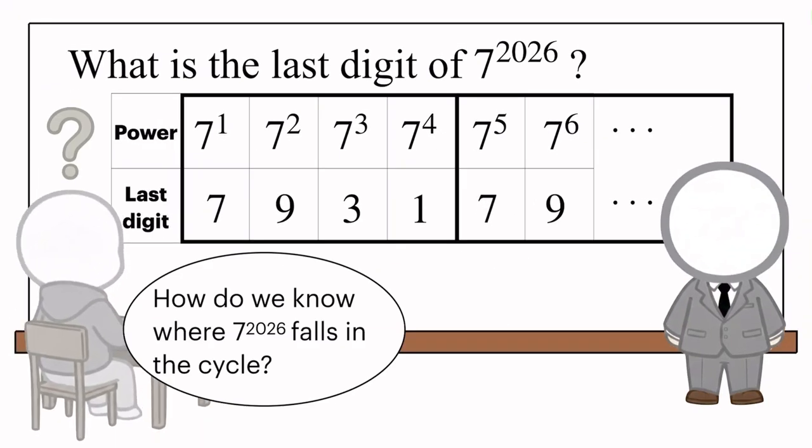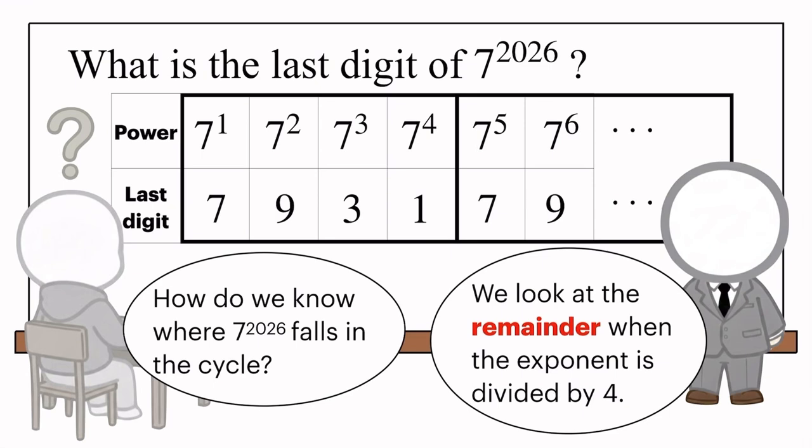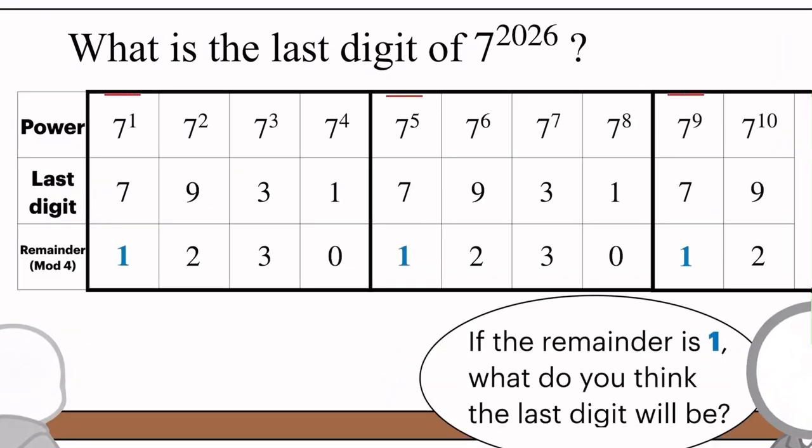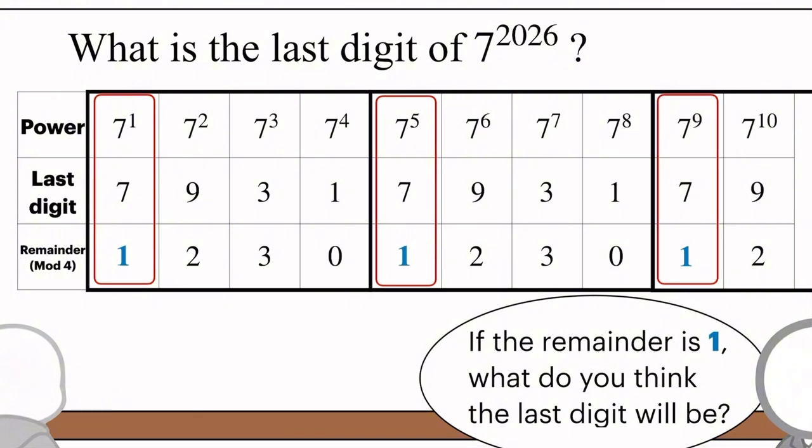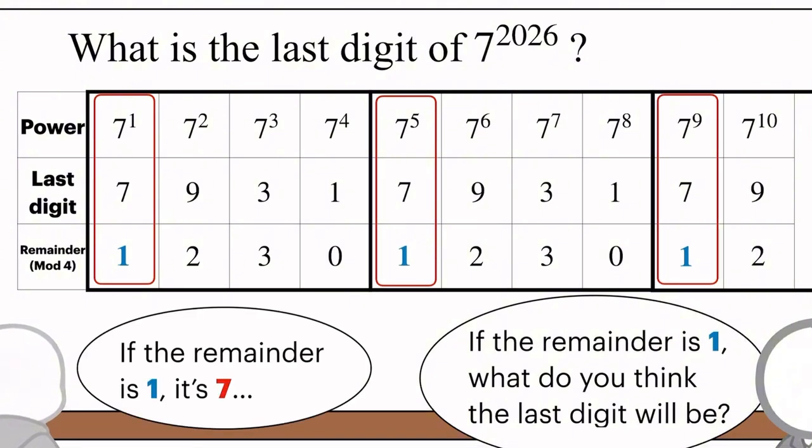Okay, but how do we know that? How do we know where 7 to the power of 2026 falls in the cycle? So we look at the remainder when the exponent is divided by 4. For example, if the remainder is 1, what do you think the last digit will be? If the remainder is 1, it's 7. Right. And we can think about the other cases the same way.